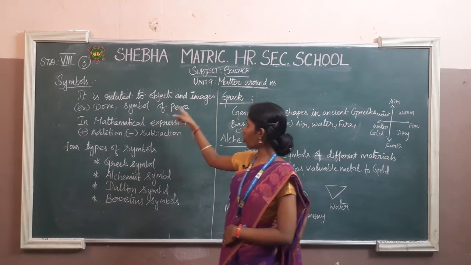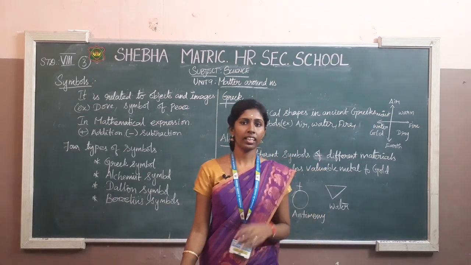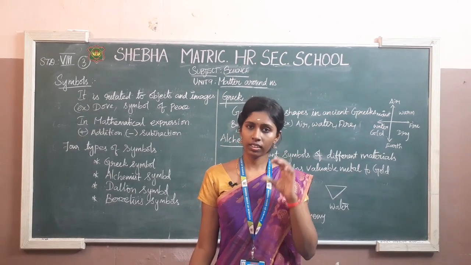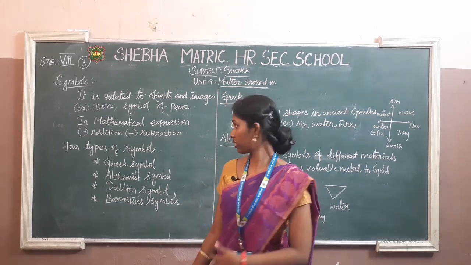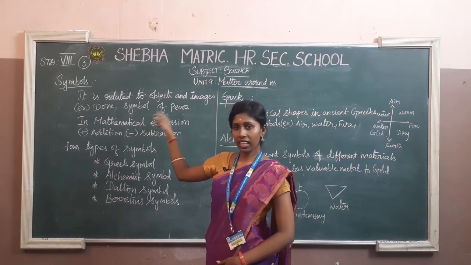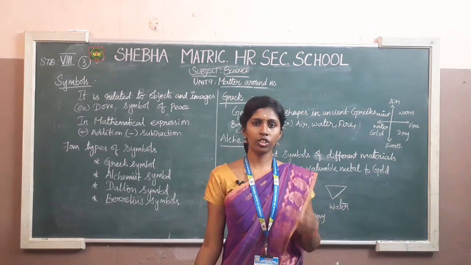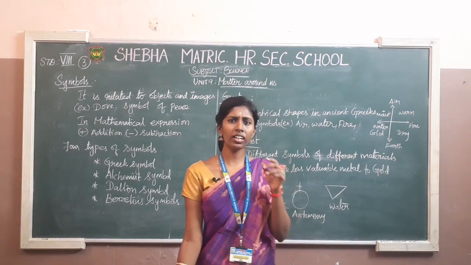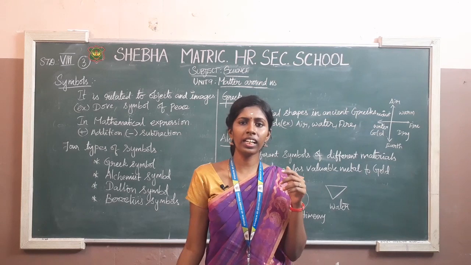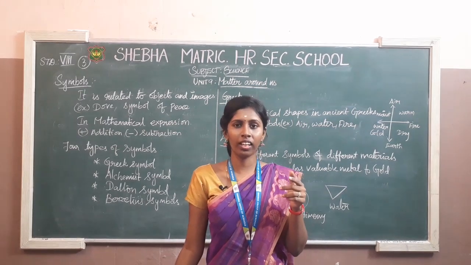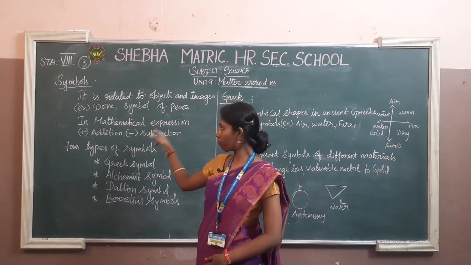The symbol is related to objects and images. The symbol will be related to some objects and their elements. For example, a dove is a symbol of peace. When we see the dove, first we think in our mind, it feels like a peaceful bird, so it's also a symbol of peace.